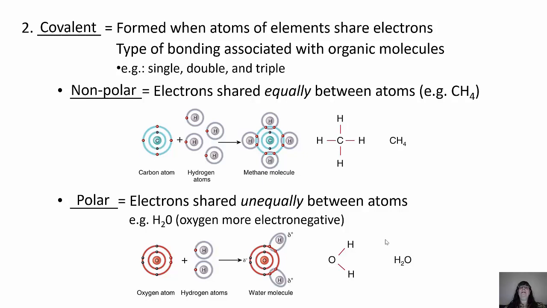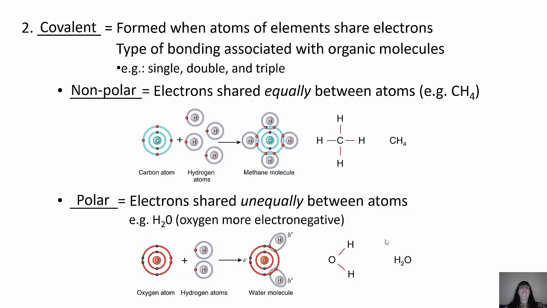Now nonpolar, the electrons are shared equally between atoms. Methane is an example. You've got a carbon atom and 4 hydrogen atoms. You get CH4, a methane molecule. Everybody's sharing those electrons equally. Make sure you look at that picture of methane. You can see each hydrogen is sharing a pair of electrons with that carbon atom.